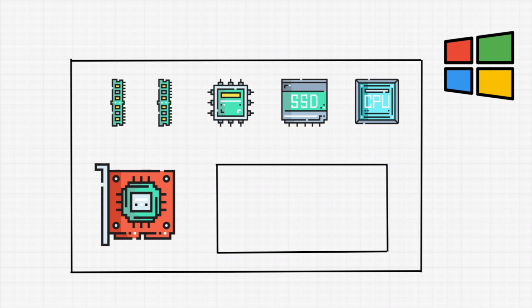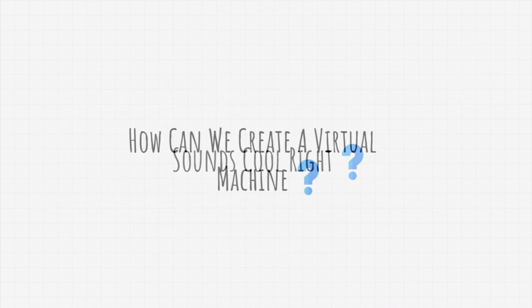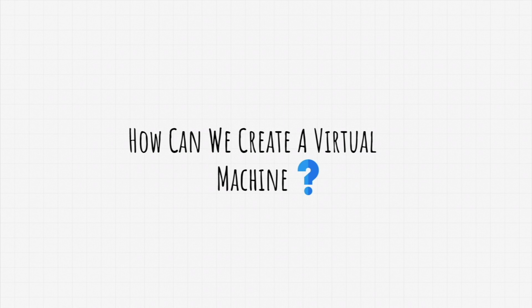Then we can proceed to create a new one as many times as we want. We can also create something called a snapshot, which will allow us to save the current state of a virtual machine, and with it, we can revert it back to that state whenever we want. This could be used if we, for example, run into some errors with our virtual machine. Sounds cool, right? Now that we know how virtual machines work and why we are going to use one, you must be wondering, how can we create a virtual machine? Actually, this is pretty easy.